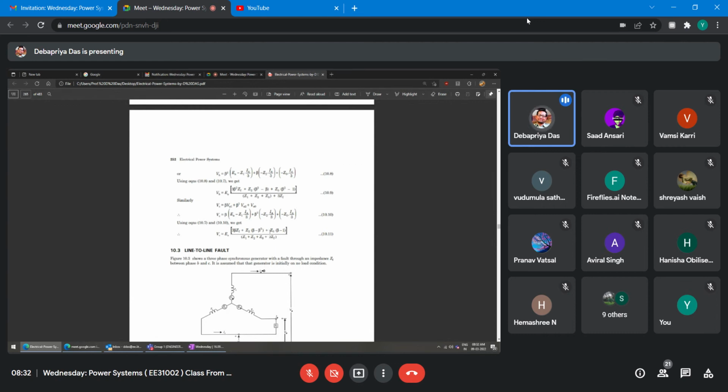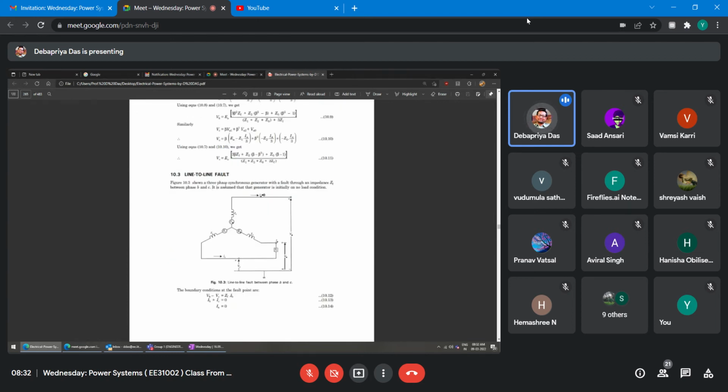This is your fault voltages during fault in phase A, right? This is for line to ground fault. Now the second one is line to line fault. So line to line fault means two phases have a fault.